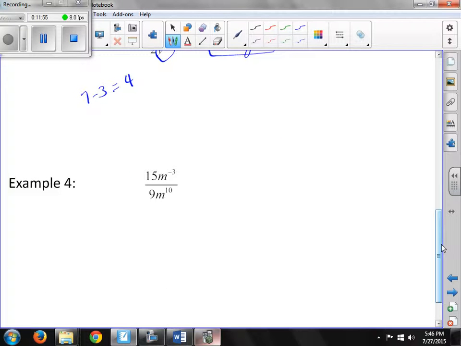Example 4. We can reduce the 15 over 9. Let's see. 3 goes into 15 5 times, and 3 goes into 9 3 times. So we get 5 over 3. The m to the 10th stays in the denominator, but the m to the negative 3 comes to the denominator and becomes m to the positive 3. That's the way I like to handle it. So we'll have 5 over 3m to the, these are like bases, I'll add the exponents, m to the 13th.